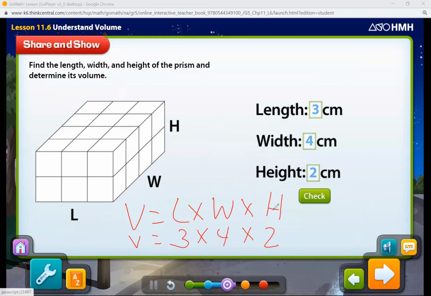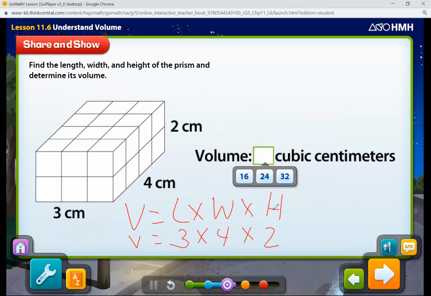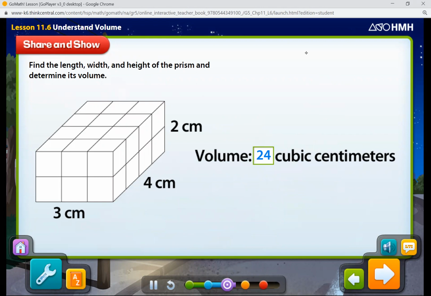Do you have it? Let's see if you're right. That's right. The length is 3 centimeters, the width is 4 centimeters, and the height is 2 centimeters. Now, select the correct volume. All right, you got the answer? Let me know. Yes. That's right. The volume is 24 cubic centimeters.